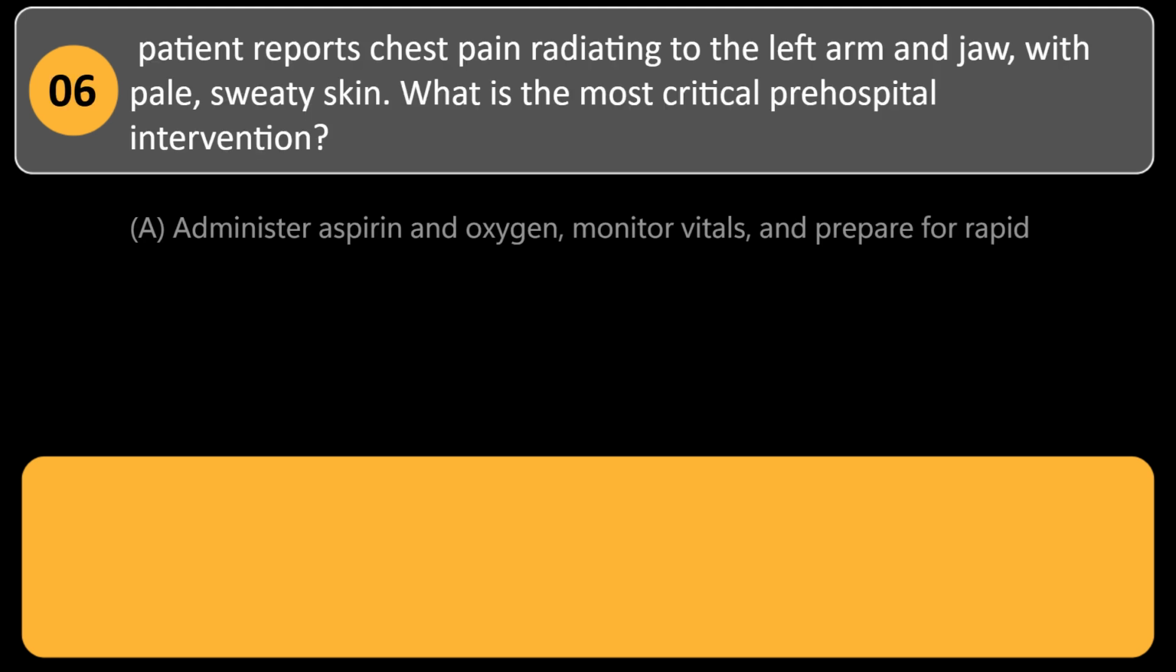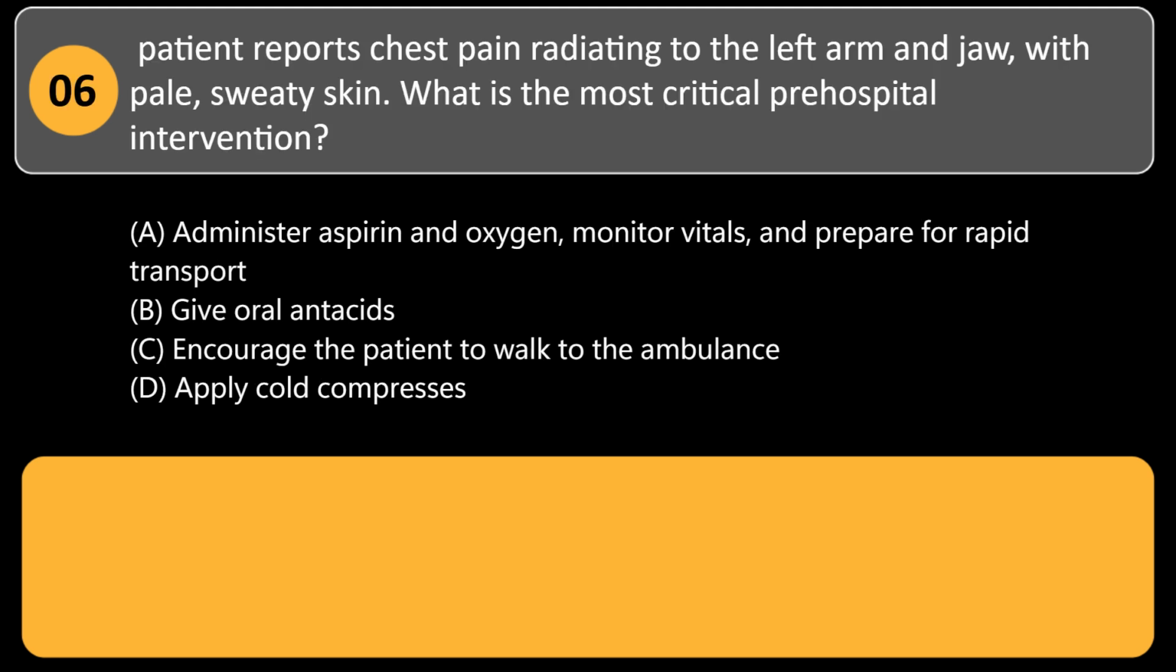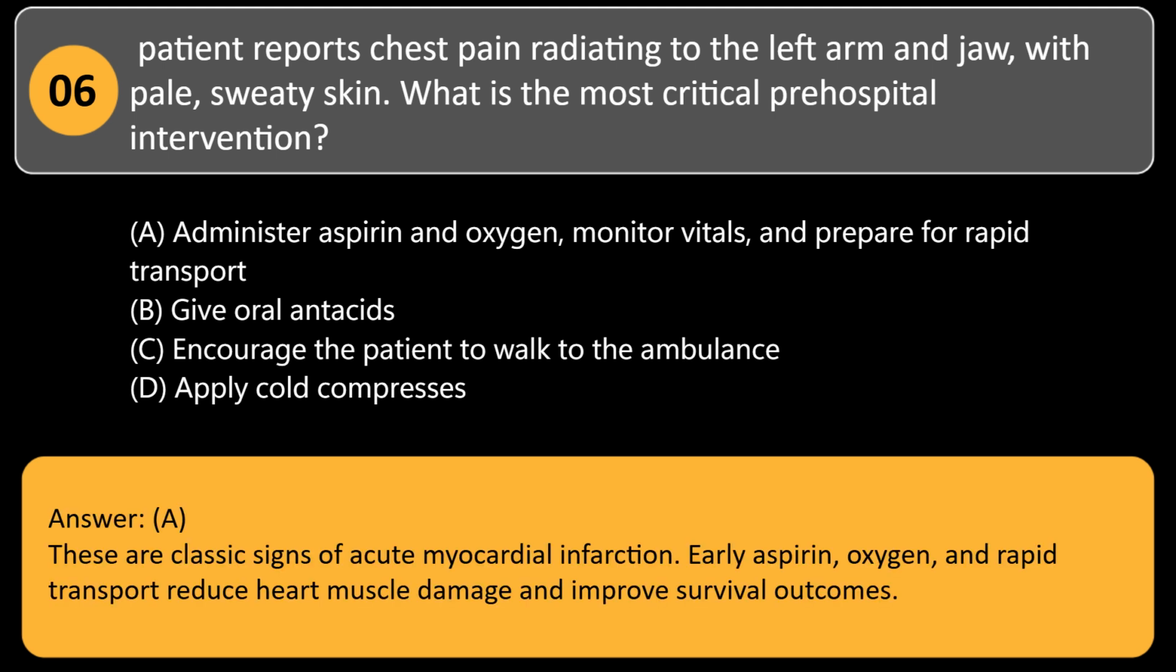A patient reports chest pain radiating to the left arm and jaw, with pale, sweaty skin. What is the most critical pre-hospital intervention? A. Administer aspirin and oxygen, monitor vitals, and prepare for rapid transport. B. Give oral antacids. C. Encourage the patient to walk to the ambulance. D. Apply cold compresses. Answer, A.